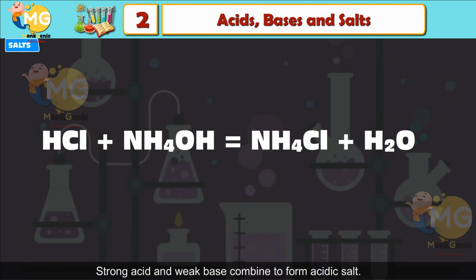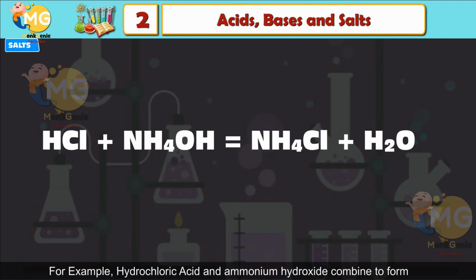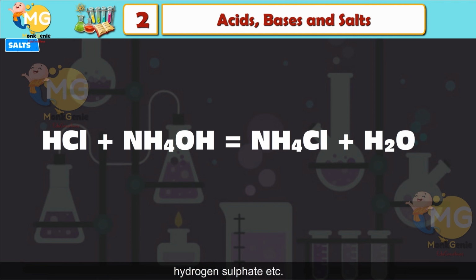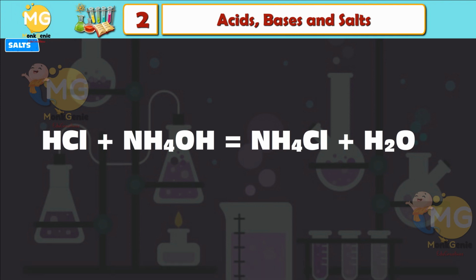Strong acid and weak base combine to form an acidic salt. For example, hydrochloric acid and ammonium hydroxide combine to form ammonium chloride. Other examples: sodium hydrogen carbonate, sodium hydrogen sulfate, etc. HCl + NH4OH = NH4Cl + H2O.